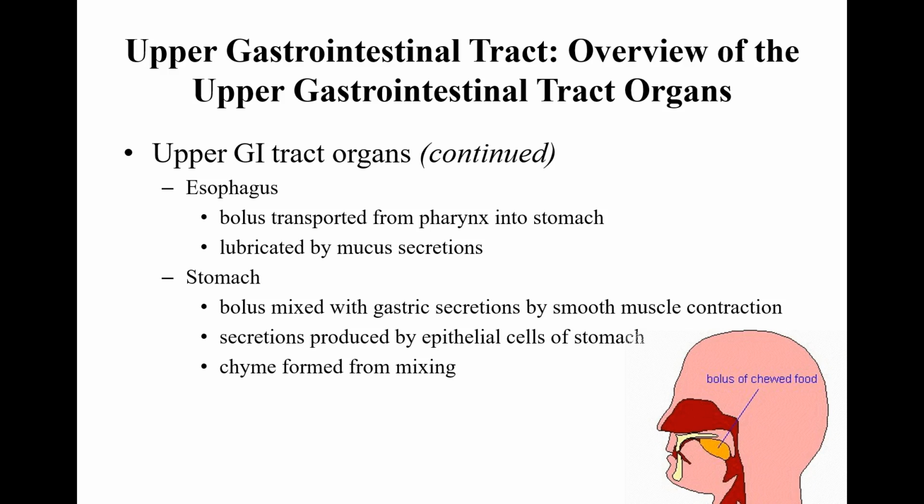And once we get to the stomach, then that bolus is going to be broken down even further through a process called gastric churning or mixing. And so this is where we have 3 layers of smooth muscle that continuously contract and relax, causing the secretions in the stomach to mix with that bolus until it is broken down into a liquid food called chyme.